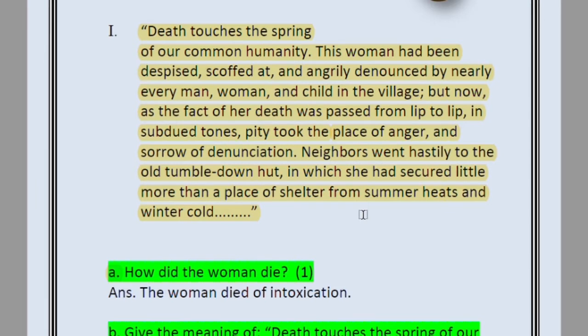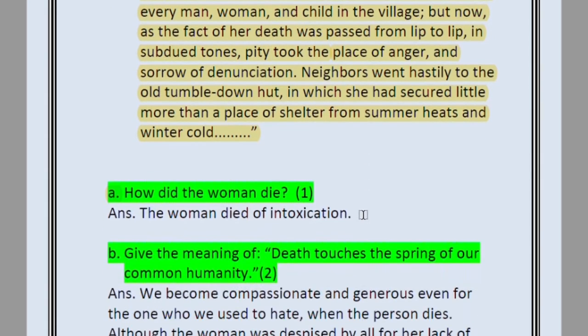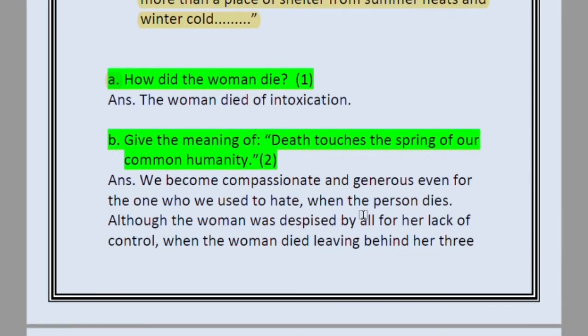I think you have understood this part is that portion in the beginning of the story itself. You find this where this woman is dead, and people living in that village who used to hate her are now coming to her house and sympathizing with her. This portion. What are the questions? How did the woman die? This is very easy. The woman died of intoxication. You can also write that the woman used to drink a lot. Therefore she died because of lack of control.